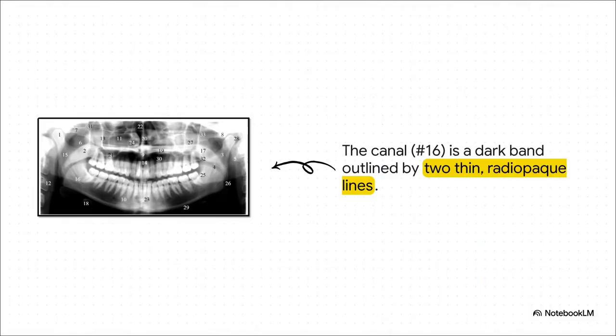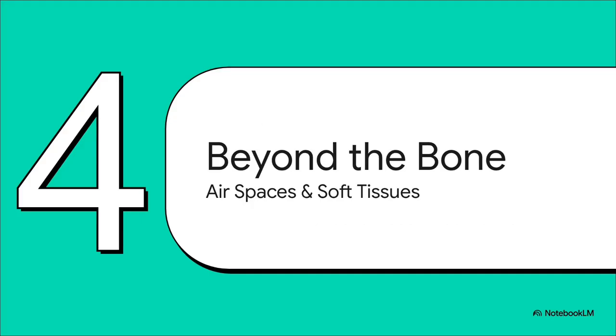And you can trace this vital highway right here on the map. See that dark, radiolucent band? That's the hollow part of the canal, and it's outlined by two thin parallel white lines, which is the dense bone of the canal walls. You can see it just snake its way all along the lower jaw. Pretty neat. So for our final stop, we're actually going to move beyond the bone.